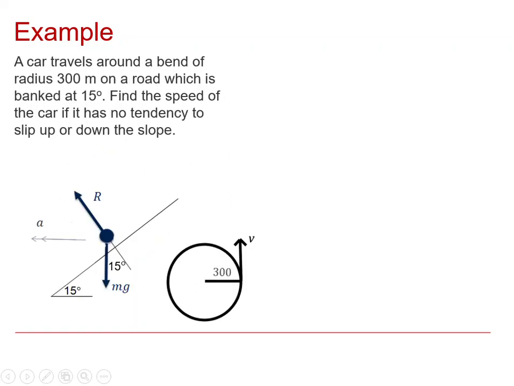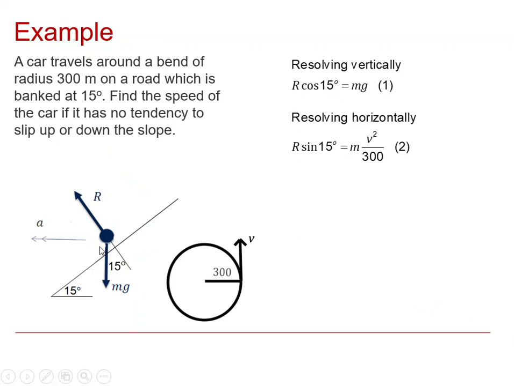So let's attempt some calculations on the basis of this, exactly the same diagrams. First of all, we resolve vertically on the force diagram, so we can balance the vertical component of R against the mg downwards. Then we have the horizontal component. This time it will involve the acceleration. There'll be a component of R shown by R sin 15, and that will be equal to the mass times the acceleration. We're not told the mass, so I've used the letter m for the mass of the car, idealized here as a particle.